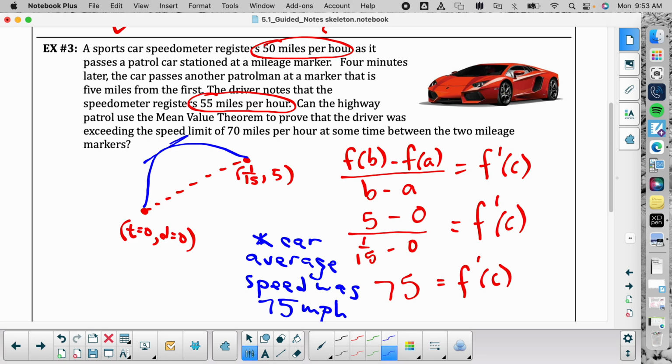So the mean value theorem proves that they had an instant speed of 75 at one location between the two points. And no, the highway patrol would never do that.